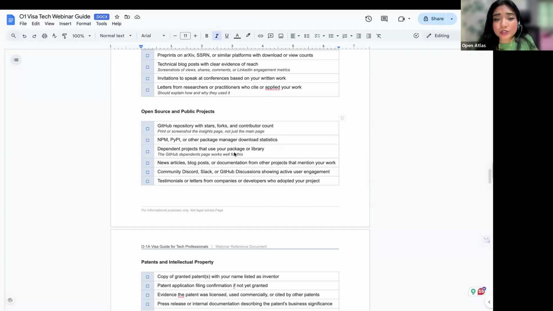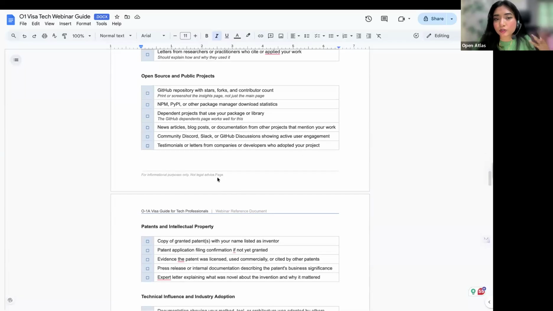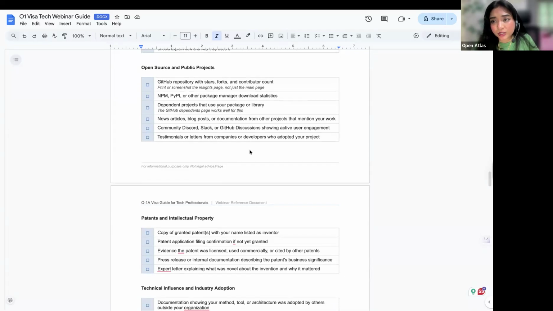Dependent projects that use your package or library. The GitHub dependents page works well for this. News article, blog post, or documentation from other projects that mention your work. Community Discord, Slack, or GitHub discussions showing active user engagement. A lot of the time, a lot of people are very much interested in discussing this, and keep sharing those things. That's going to be very useful for you. Testimonial letters from companies or developers who adopted your project.